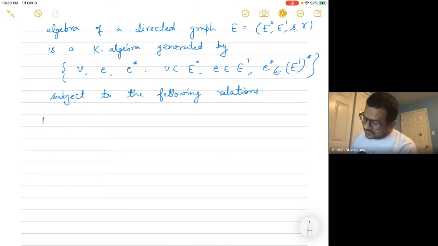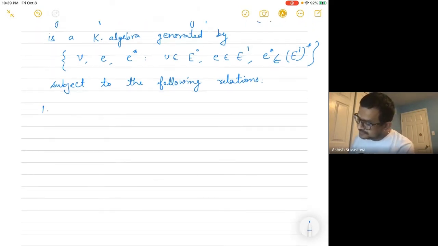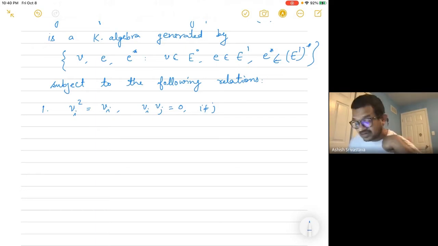So first is that these vertices are orthogonal idempotents. So what do we mean by that? If we take v_i squared, that is v_i, and if you take any two different v_i and v_j, you get 0 here. So if i is different from j. Okay, so that means the vertices are orthogonal idempotents.